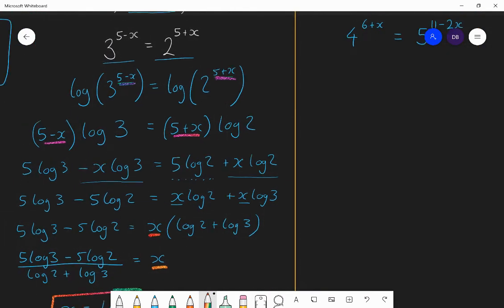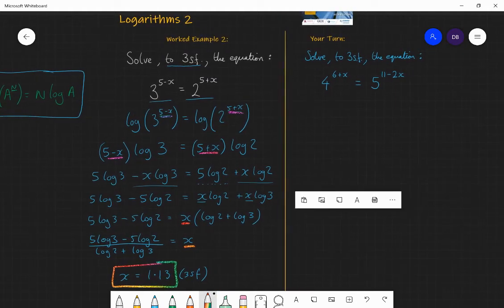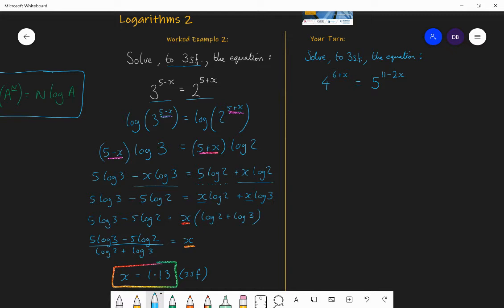Okay, have a go at this similar question. Solve this equation to 3 significant figures: 4 to the power of 6 plus x is equal to 5 to the power of 11 minus 2x. Pause the video, have a go, and then I'll show the solution.